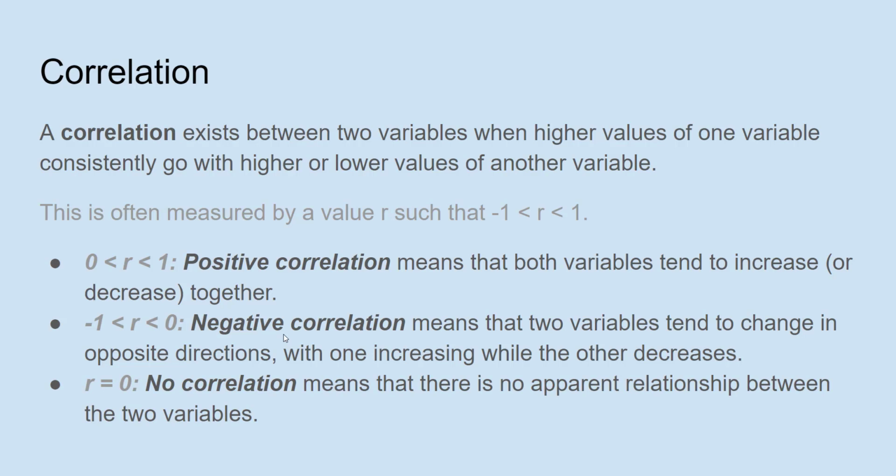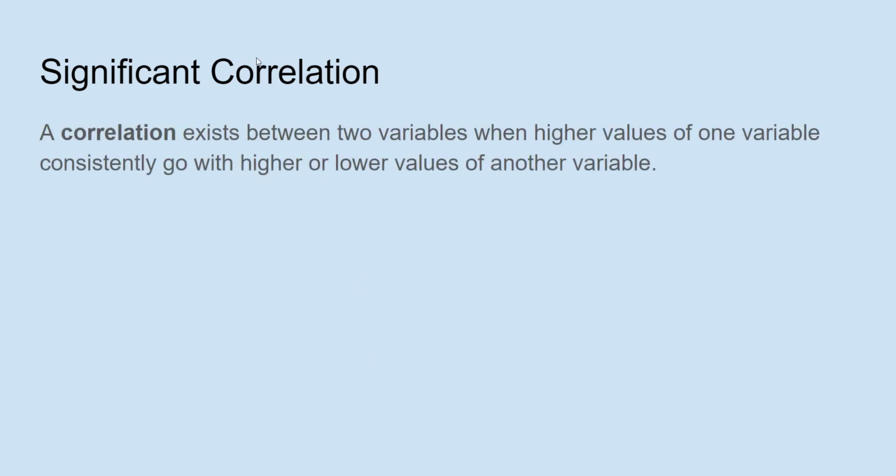Now, two variables may have no correlation. With no correlation, R would be either very close to 0 or exactly 0. This means that there is no apparent relationship between the two variables. If there is a strong relationship, and you were using software that would measure the R value, strong relationships are measured when R is very close to -1 or 1.